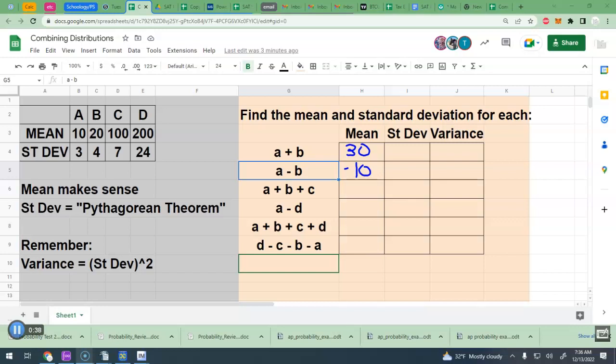So A plus B plus C, 10 plus 20. Alright, so that's easy. You can do the rest. That's not that big a deal. Standard deviation is a little different.